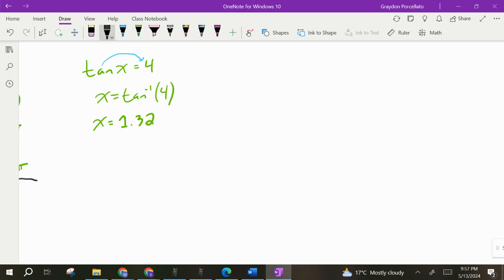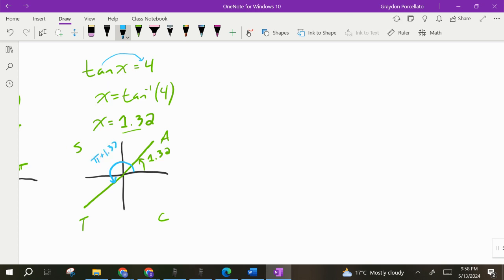Now, what is that exactly? Remember, when we're solving here, we're solving for angles. So where is 1.32? Or you can think of it this way: where is the tan of x or theta a positive value? Well, we think of C, A, S, T, CAST. Tan is positive here and here. So that 1.32 is this angle right here. And the other solution I need to find is this one right here, and that solution is pi plus 1.32.